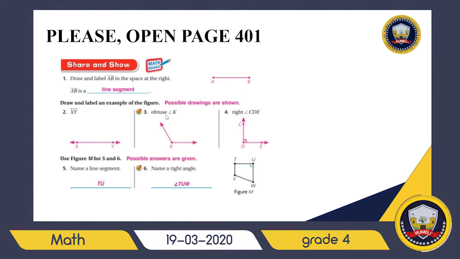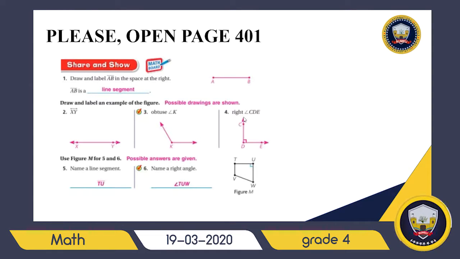Obtuse. Remember angle. Obtuse represents an angle greater than a right angle. So obtuse angle K. An obtuse angle represents a greater angle than a right angle, and which name is given to it? K. Perfect. I need to put K in the middle. Good job.